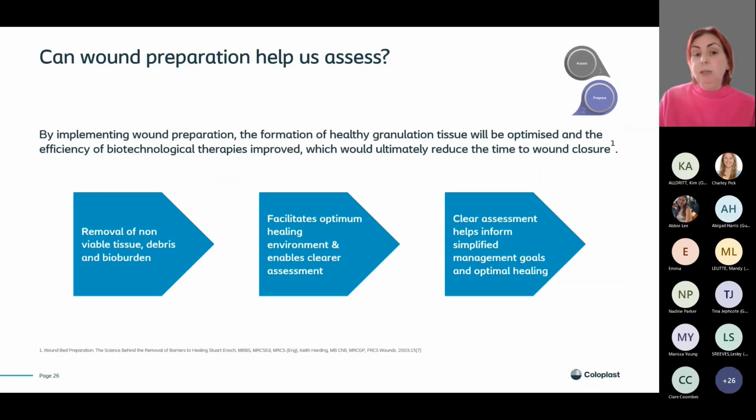So can it help us assess? Well, absolutely, wound preparation can help us in our wound assessment. So if we implement a really robust wound preparation plan as an integral part of the patient's overall plan of care for their wound, the formation of healthy granulation tissue will definitely be optimized, and the efficiency of any other therapies that we use will be improved, and ultimately this will reduce the time it takes for that wound to close. Removal of that non-viable tissue, the debris and the bioburden will facilitate the optimal wound healing environment and will help a clearer assessment of our patient. And if we've got a clear assessment, then it can help us decide on which simplified method of treatment we use to meet those goals that we set out with our patient.